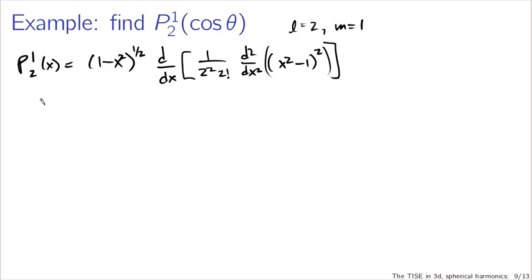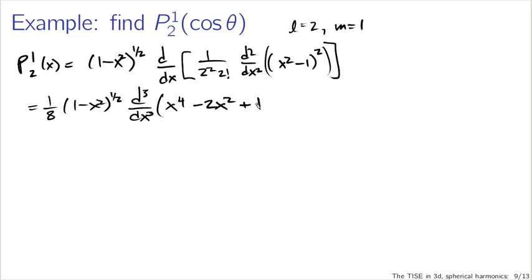So we can figure this out. This is the sort of thing we can just plug into and do the algebra. 1 minus x squared to the 1 half power. And overall, I'm going to get a 1 over 2 squared, which is 4, times 2 factorial, which is 8. So I'm going to have a 1 over 8 out front. And then I'm going to have a first derivative of a second derivative. So I'm going to end up with a third derivative, d cubed, dx cubed, of what I get when I square this out. And when I square this out, it's squaring a binomial. I'm going to get x to the fourth minus 2x squared plus 1.